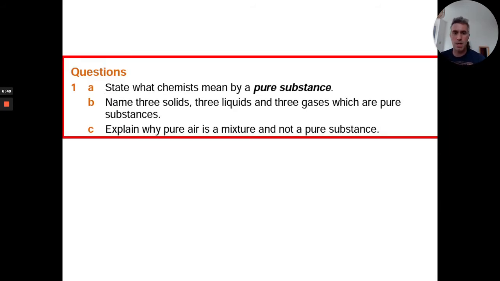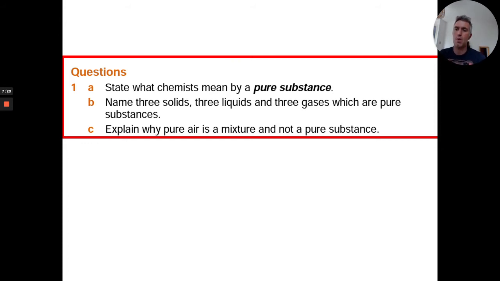Okay, time to test to see whether you've paid any attention to what I've been saying or if you've even read what you have written down. There are 3 parts to this question. Can you, first of all, state what a chemist means by a pure substance? Then, can you, maybe in a table, name 3 solids, 3 liquids, and 3 gases which are pure substances? Hint, maybe use your periodic table to help you work that out. And for the last one, explain why pure air is a mixture and not a pure substance.